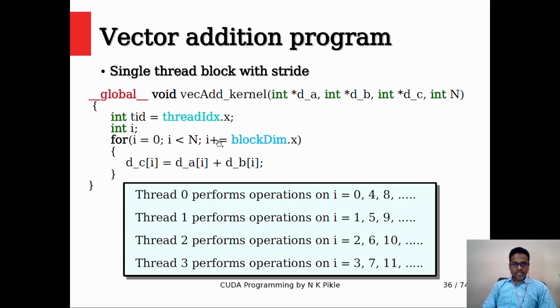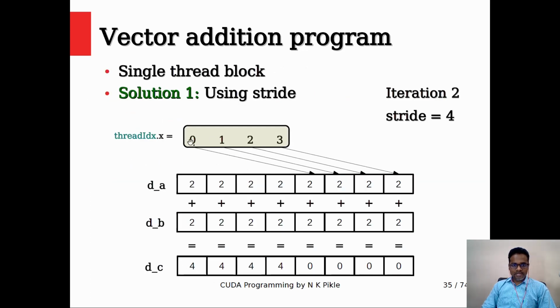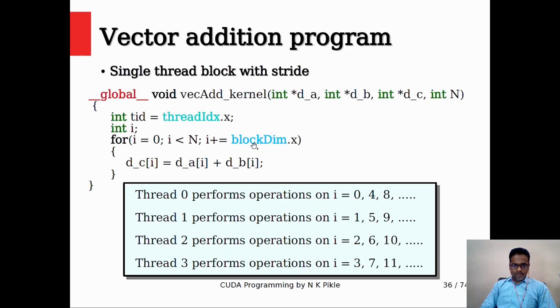And we are going to increase i value by blockDim.x. Why blockDim.x? In the previous case we observed we are having 4 threads, so we have to increase the value by 4 to find out the next element on which the thread is supposed to perform the operation. So here, i equals tid, i less than n, and i plus blockDim.x.